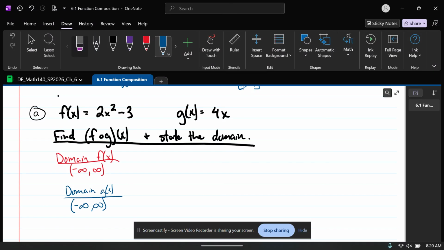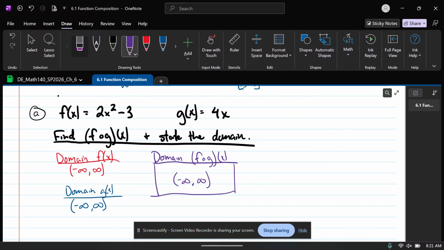What that tells me, if there are no restrictions on either of those, then there can't be any restrictions on the composite function. So I can tell, before I even find the composite function, that the domain of f composed with g of x is going to be all real numbers, without ever finding the composite function, because there were no restrictions on either of the two functions that we're putting together.